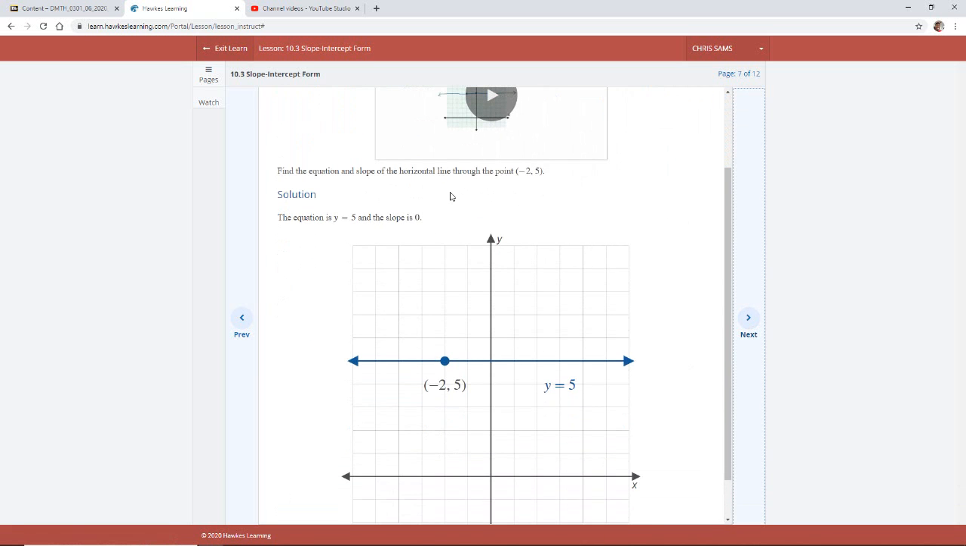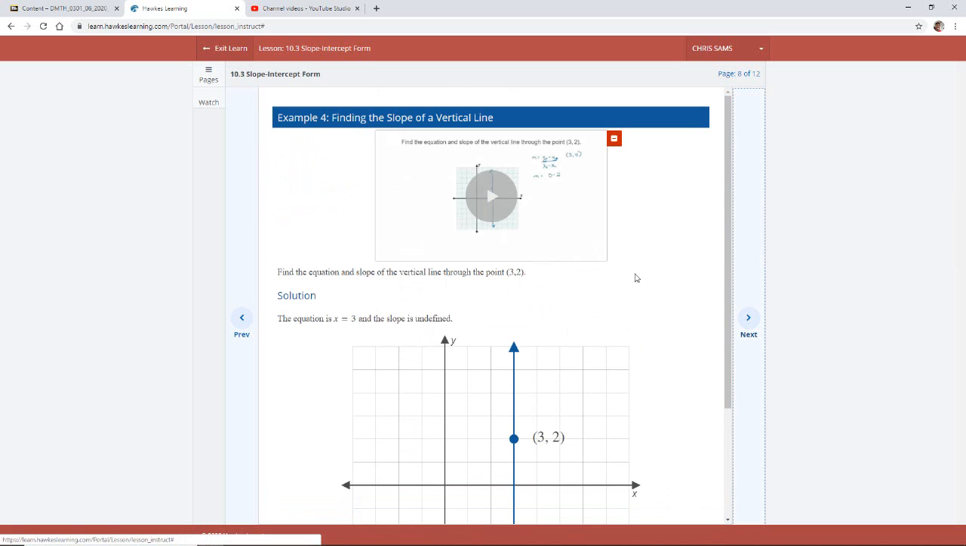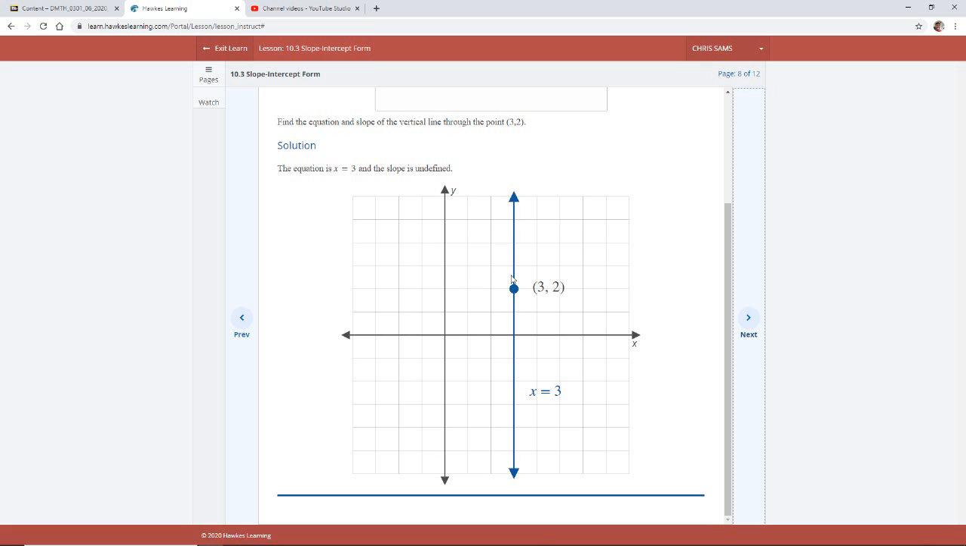So here are some examples. The equation y equals 5, slope is 0. Just graph it. It goes through the point (0, 5). Then a vertical line example.